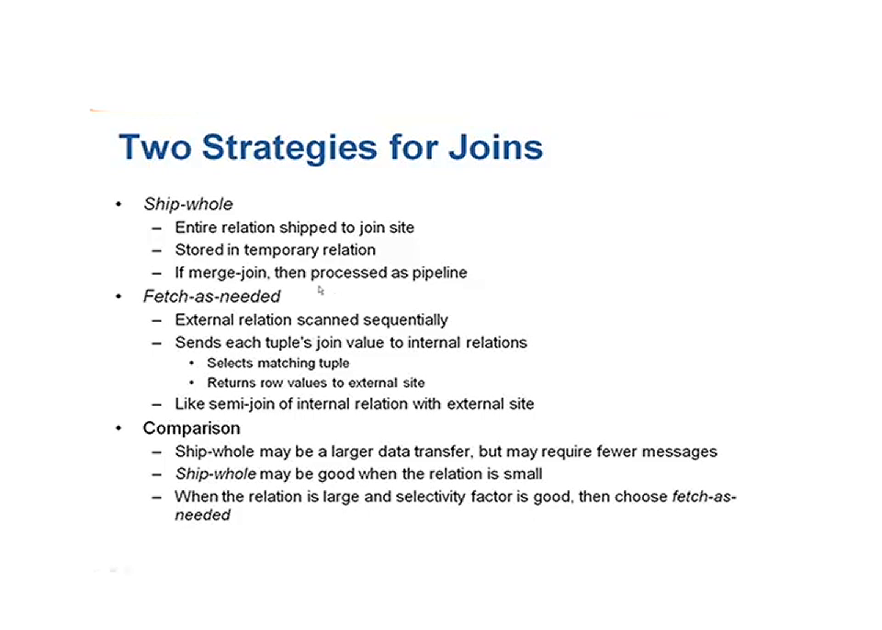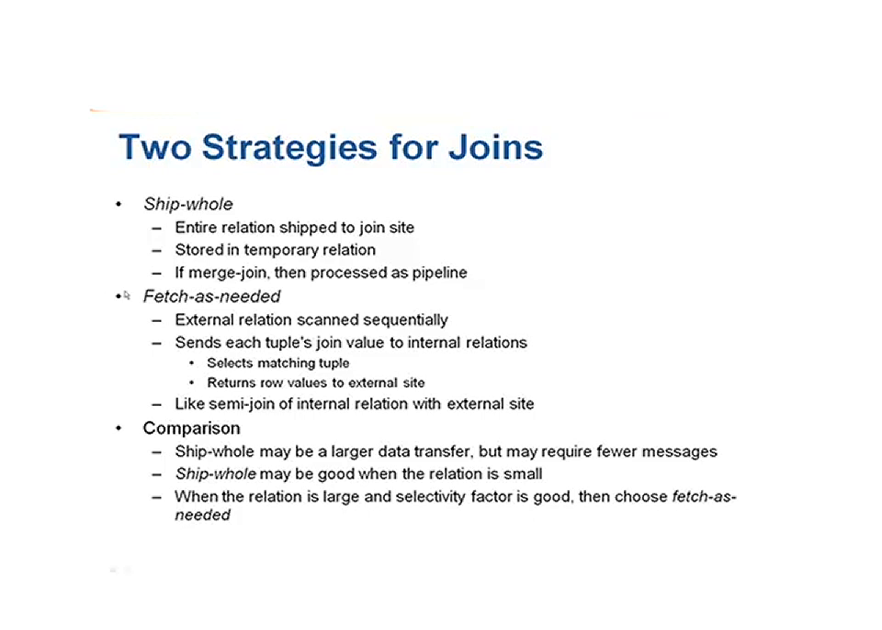So in ship whole, ship an entire table, the entire relation is shipped to a join site and stored in a temporary relation. Now, if both tables are sorted, you can actually execute a merge join, and as the rows come in, you can process it as a pipeline. As the row from the shipped table comes in, you can now find the corresponding row in the table that's resident on the system that you're shipping it to, and you can process the merge join as a pipeline. A very, very efficient algorithm.